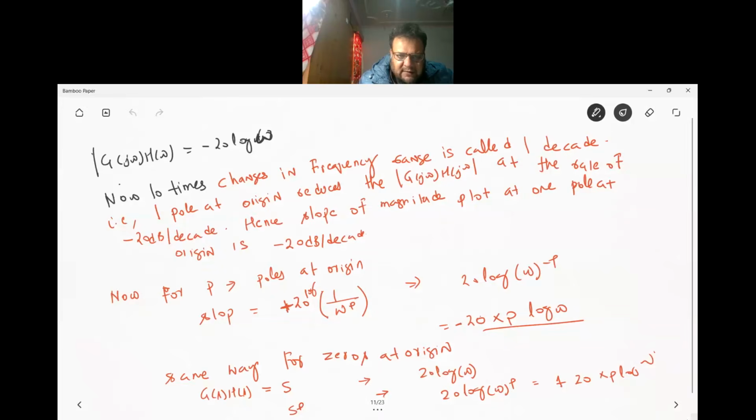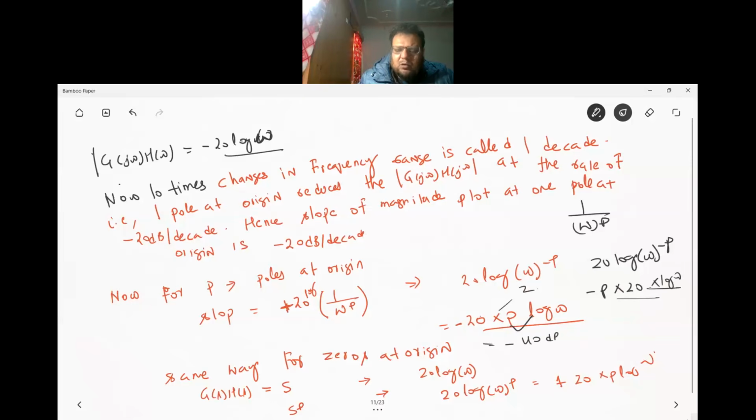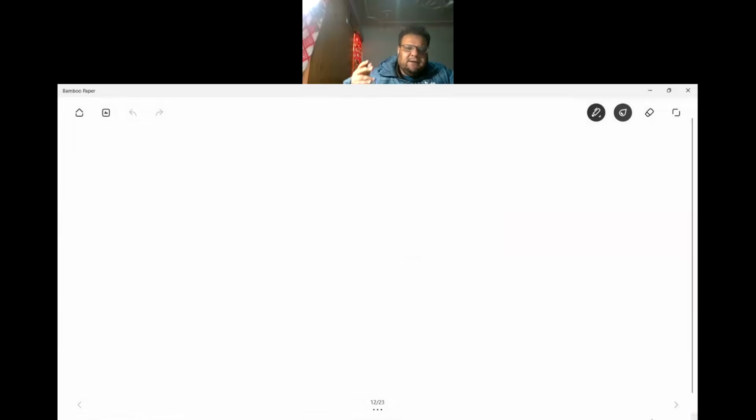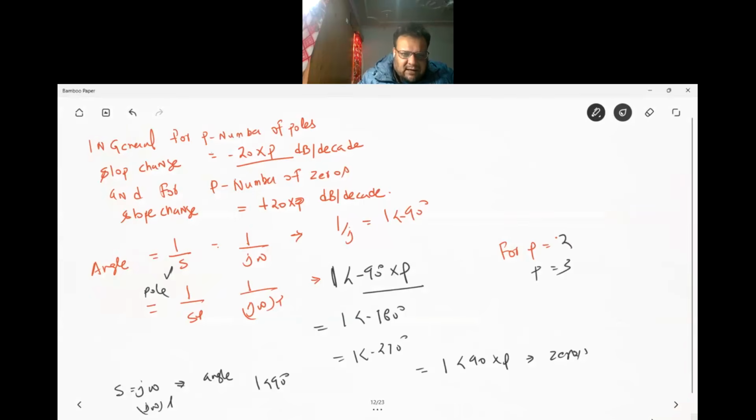Similarly, if you have n number of poles, like 1 over omega to the power p, with p poles at the origin, the contribution due to it would be 20 log omega to the power minus p. So the contribution is minus p into 20 log omega. If you have two poles at the origin, it contributes minus 40 dB. Three poles will contribute minus 60 dB. So basically the poles contribute depending upon the number of poles. In general, I have written the formula here, minus 20 times p.